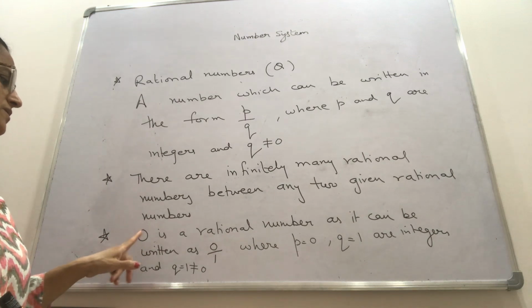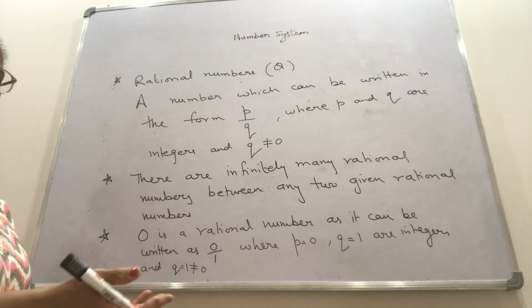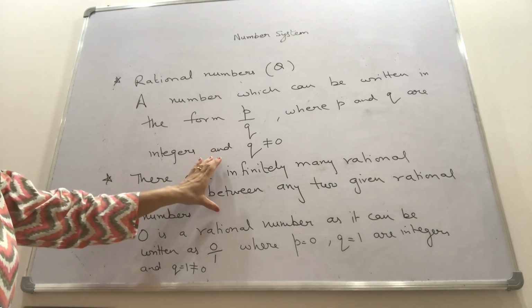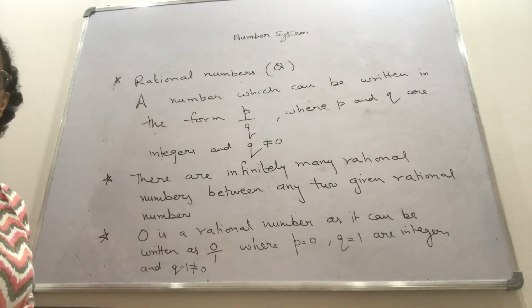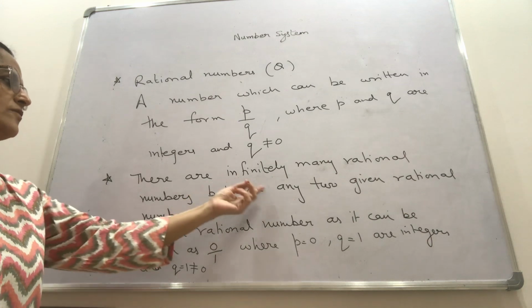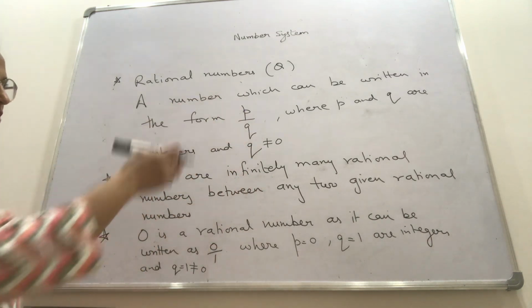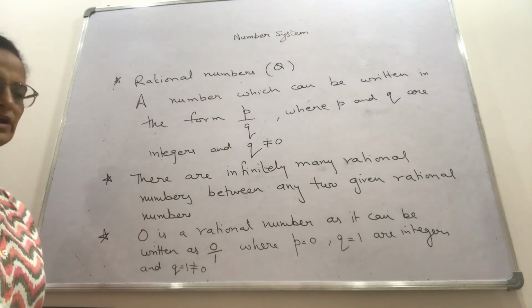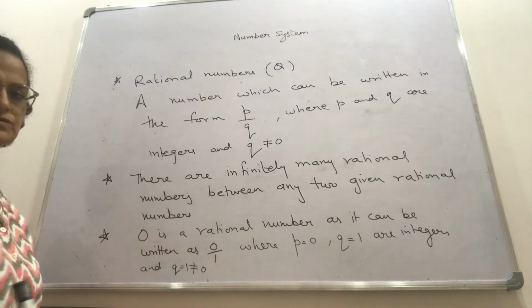So we can say 0 is a rational number and 1 is also a rational number, and between 0 and 1 there can be infinitely many rational numbers, as we have fractions in between any two numbers we take, or any two rational numbers when we take.